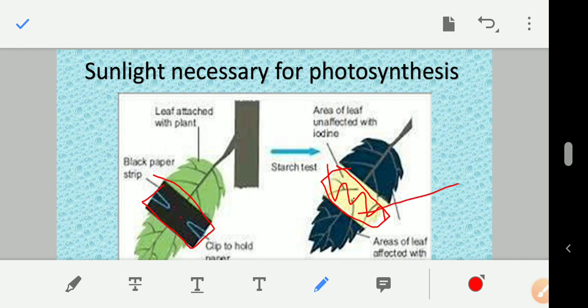Many times you are asked the question, what is the name of this test? The name of this test is starch test, not iodine test. Sometimes we ask the question, what is the physiological process being studied in this experiment, or the aim of the experiment: that sunlight is necessary for photosynthesis. And we write that the area that converts to blue black shows the presence of starch. The area that does not convert to blue black shows the absence of starch.